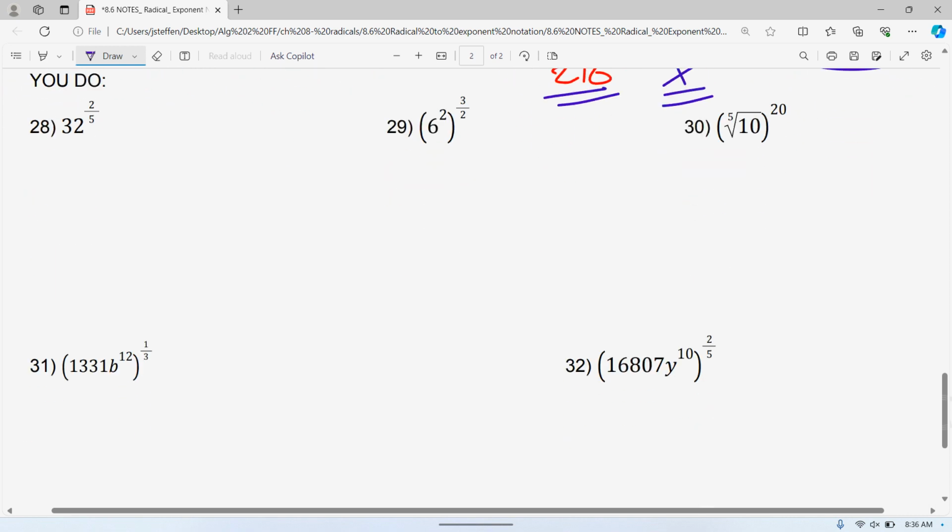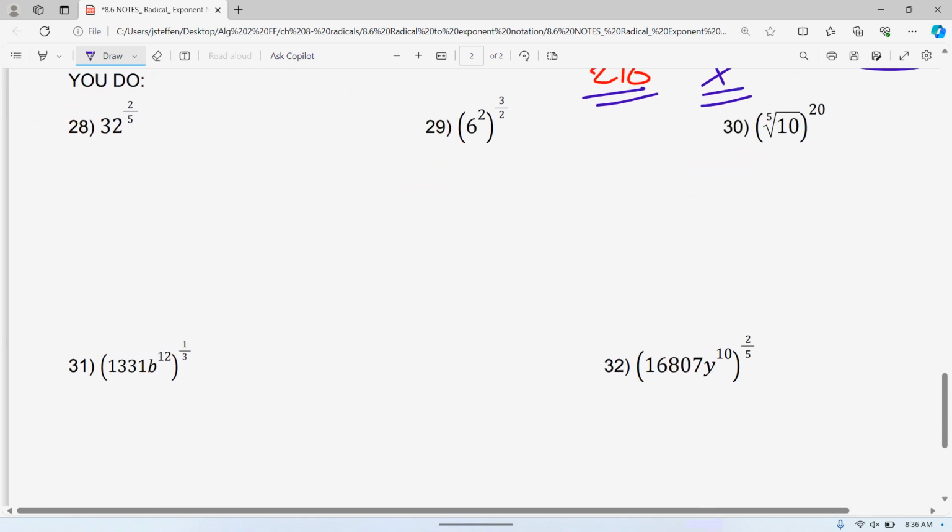I'm going to go ahead and say I'm going to do 31 and 32. If you want to do those on your own, if you feel like you're comfortable with this and you want to start your exit ticket, that's up to you. But I will put those answers up here in a second.